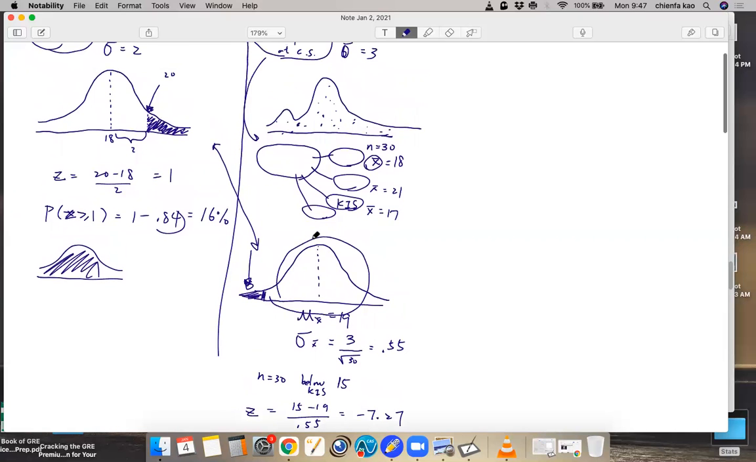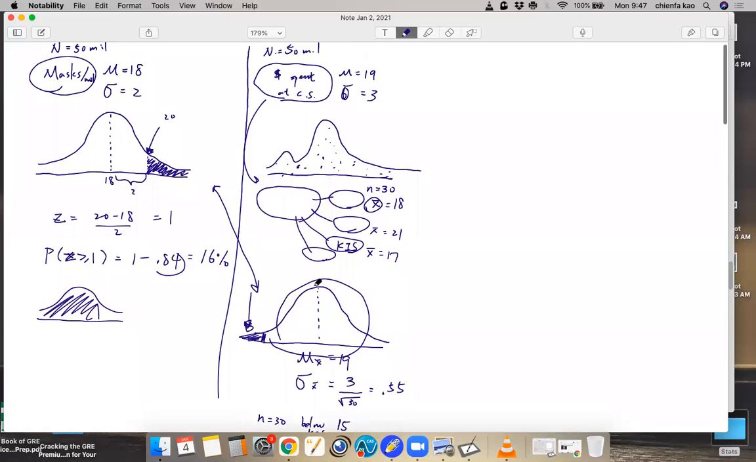So this is the sampling distribution. This is the sampling distribution of the little averages. It's very important. Okay, let's do one more, and then we'll be finished.